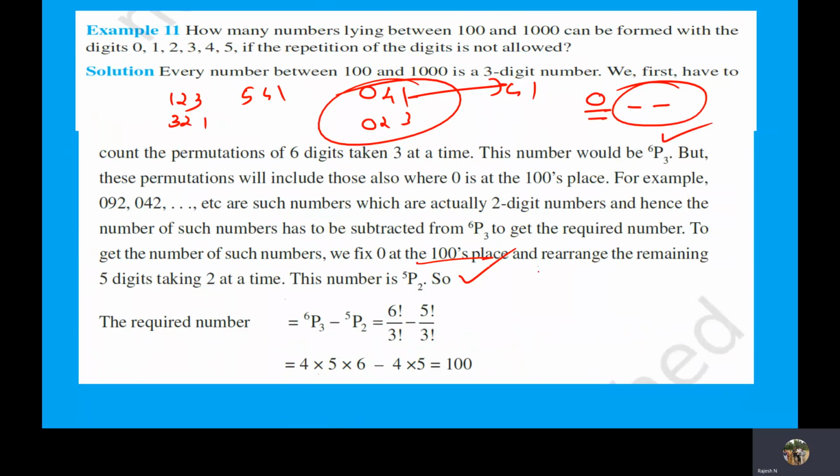So total 6 digits are there. First case is 6 into 6 into 6, 216. Now you find out the number of numbers in which 0 is coming in the 100th place. So first 0, next 6 into 6, so 36. So the answer is 216 minus 36, 180.